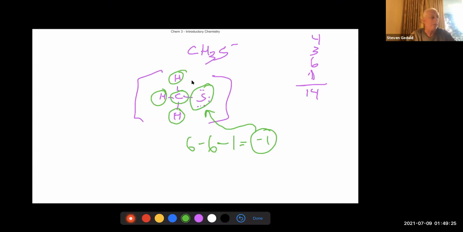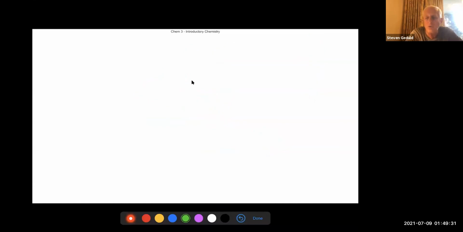Okay, let's do the compound. Let's do one more example here and compare. If I gave you 2 Lewis structures, which one would you say would be correct for the compound COCl2?